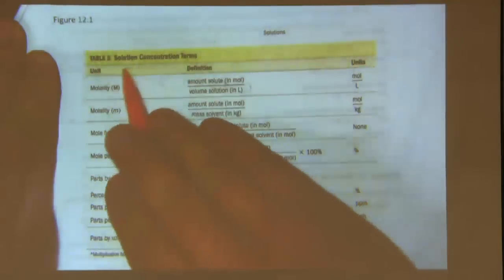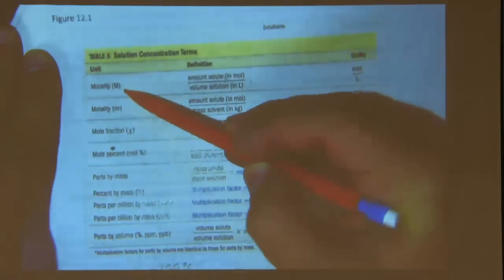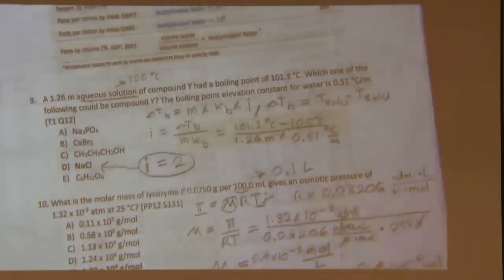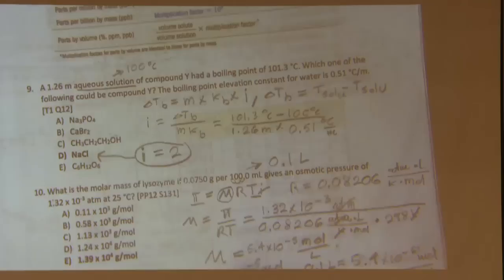So here, I included a table with a bunch of concentrations that you guys need to know. Molarity, molality, and mole fraction are the most important by far, so make sure you really know those top three. And these might show up as well, so make sure you know the other ones too. I'm going to show you this worked out because I don't want to spend the time working it out, so we can save a little time.